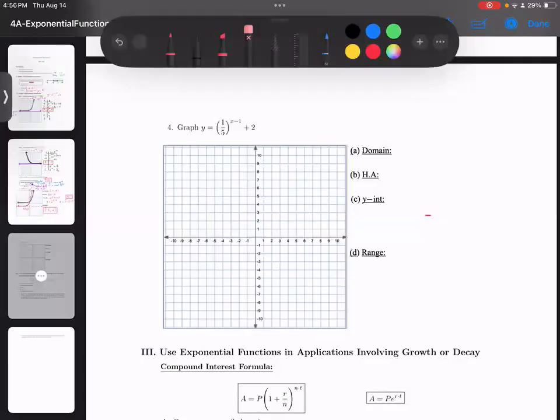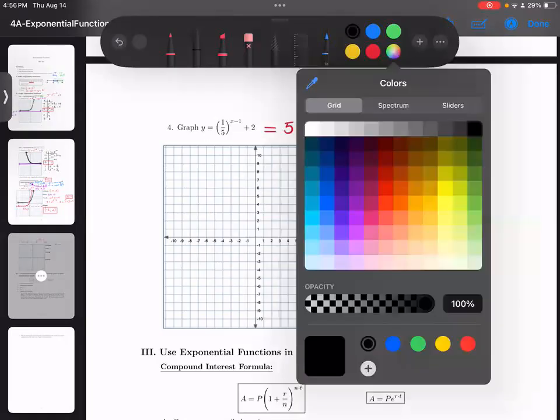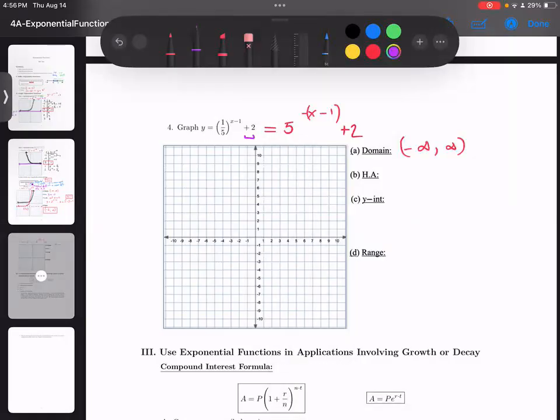Okay, let's graph y equals 1/5 to the x minus 1, plus 2 using translation. Now this one I can rewrite like this: 5 to the negative x minus 1, plus 2, with the same way of writing things. Okay. The domain is going to be from -infinity to +infinity. That's always true for an exponential function. The horizontal asymptote is this component here, y equals 2.